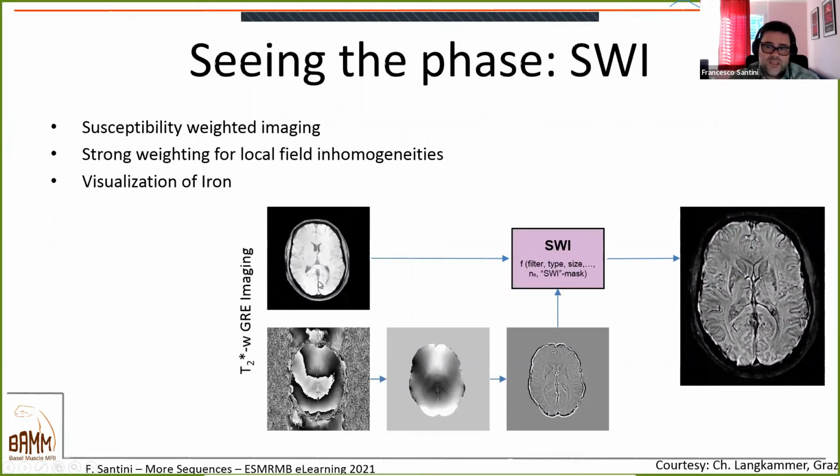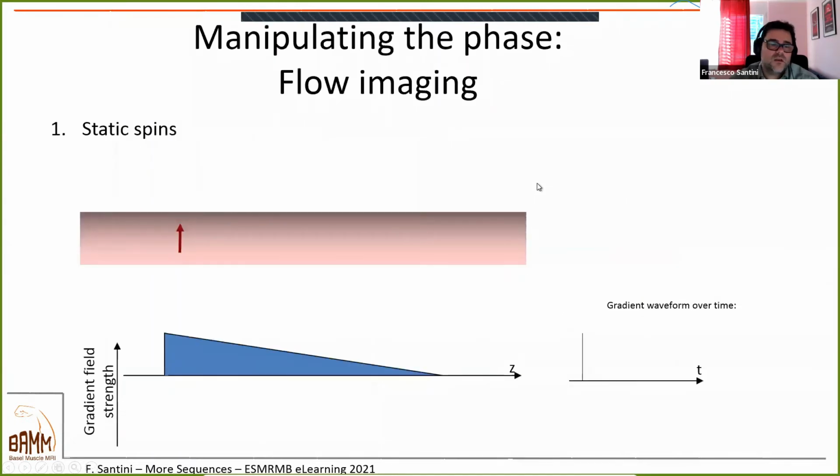The first, most logical application of this is susceptibility weighted imaging, which helps in seeing, for example, the iron deposits in the brain. And this will actually be the topic of a future module, so I will not go into detail about it. What I will talk a little bit more about is flow imaging, because this is an example of what we do when we use the gradients to manipulate the phase.